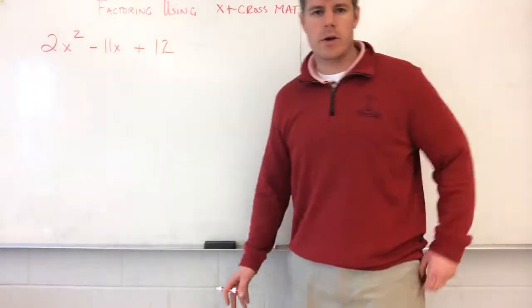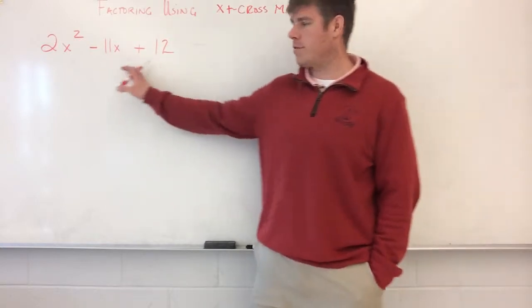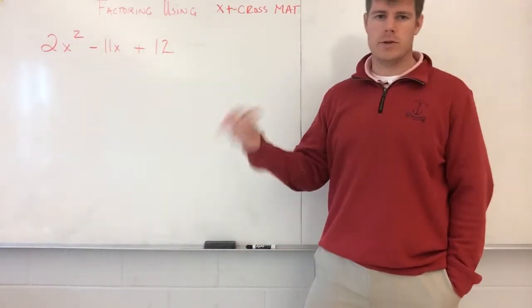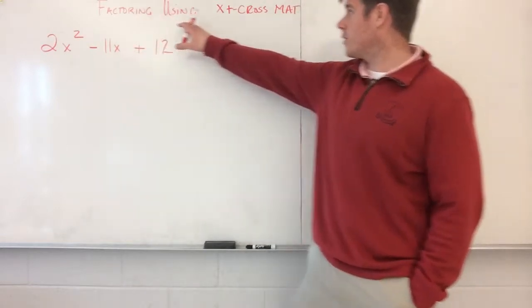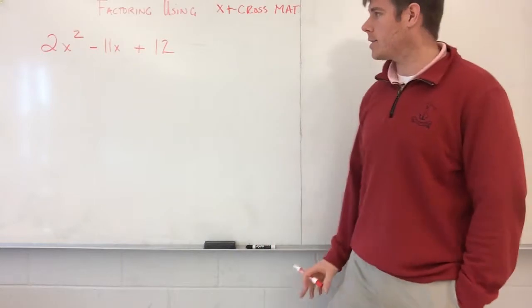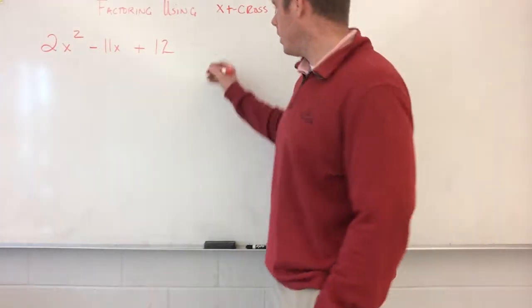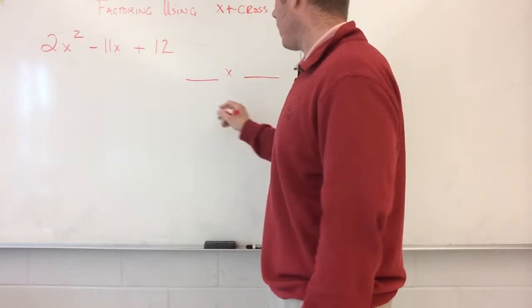Okay, so we're going to talk about another way to factor this expression. Before, I talked about how you could factor this using the grid method. I'm just going to use the same exact problem. And for that, I'm going to talk about factoring using the X plus cross mat, is what I like to call it. Essentially, the reason I call it that is because I have two areas where I'm going to be multiplying values.